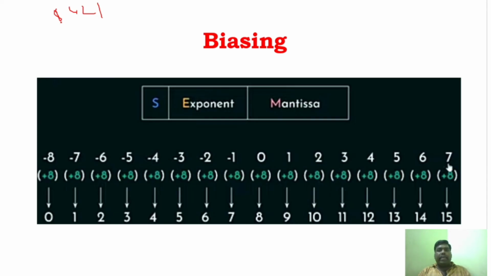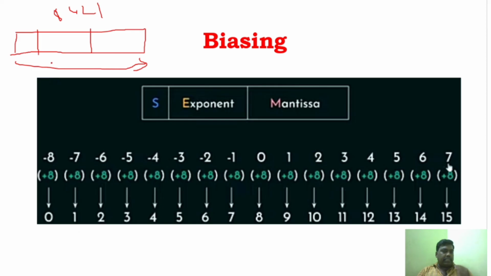So what is biasing? For example, consider a 10-bit number. I'll give an example here. If you take this number as 10 bits, then 5 bits will be mantissa, 1 bit will be sign bit, we know that it will be 0 or 1, and 4 bits will be for representing the exponent. So 5 plus 4 is 9, 9 plus 1 is 10.